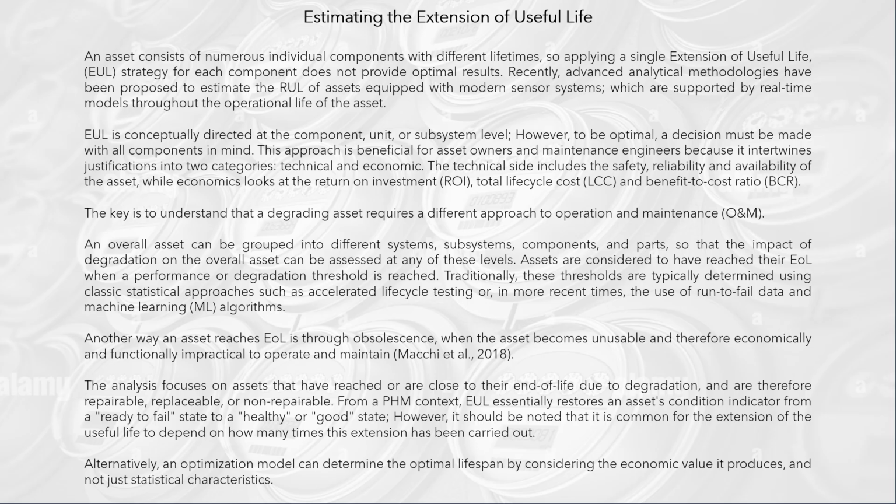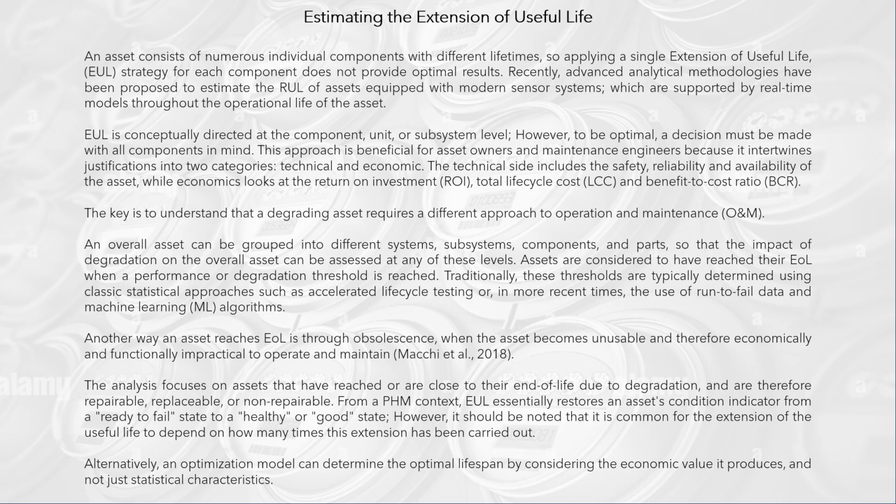This approach is beneficial for asset owners and maintenance engineers because it intertwines justifications into two categories: technical and economic. The technical side includes the safety, reliability, and availability of the asset, while economics looks at the return on investment, ROI, total life cycle cost, LCC, and benefit to cost ratio, BCR. The key is to understand that a degrading asset requires a different approach to operation and maintenance, O&M. An overall asset can be grouped into different systems, subsystems, components, and parts, so that the impact of degradation on the overall asset can be assessed at any of these levels.